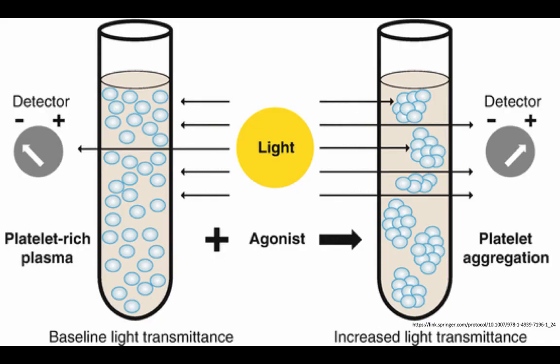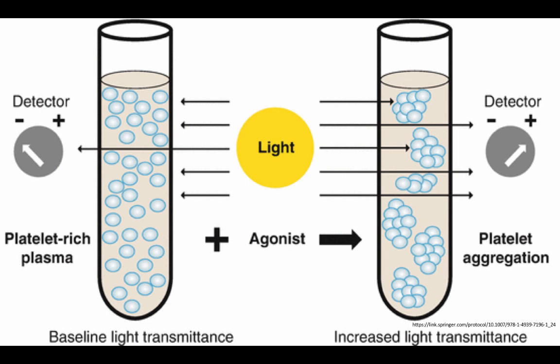And that's sort of what this picture here is showing. On the left, the baseline light transmittance in the platelet-rich plasma, a lot of little things that are suspended blocking light from getting through. The detector notices there's not a lot of light. And then on the right side, you add the agonist. The clumps form, so there's more gaps. The light can go through. The detector can recognize that there is light. And so we can kind of get a read on how much clumping is happening.